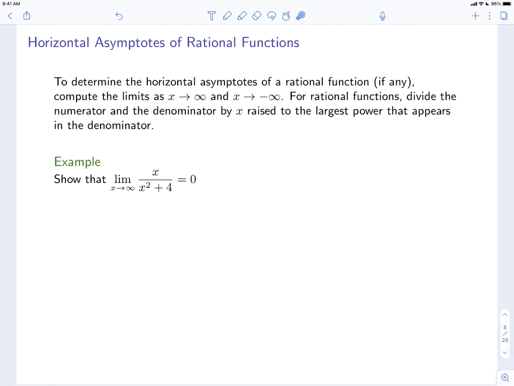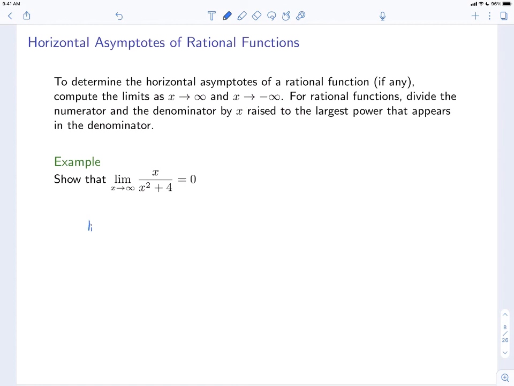In general, we determine the horizontal asymptotes of a rational function, if it has any, by computing the limits as x goes to infinity and as x goes to -infinity. For rational functions, we can divide the numerator and the denominator by x raised to the largest power that appears in the denominator. So for our example, we can show that the limit as x goes to infinity of x over x squared plus 4 is equal to 0 by dividing the numerator and denominator by x squared, because that's x raised to the largest power in the denominator.